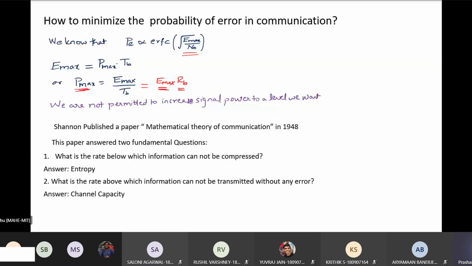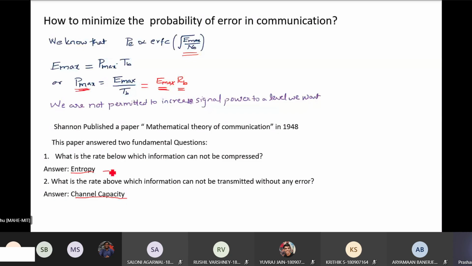It is channel capacity. What channel capacity says is that we can transmit the information without any error, or with error as small as we want, if the rate of information transmission is less than a value called channel capacity. Entropy says we cannot compress the data below a value, entropy. We cannot transmit information at a rate above a value called channel capacity.